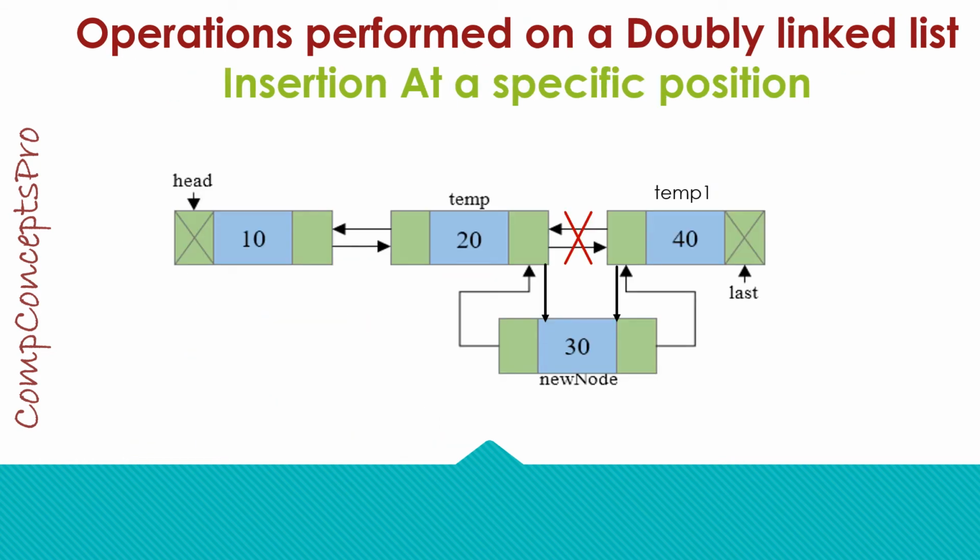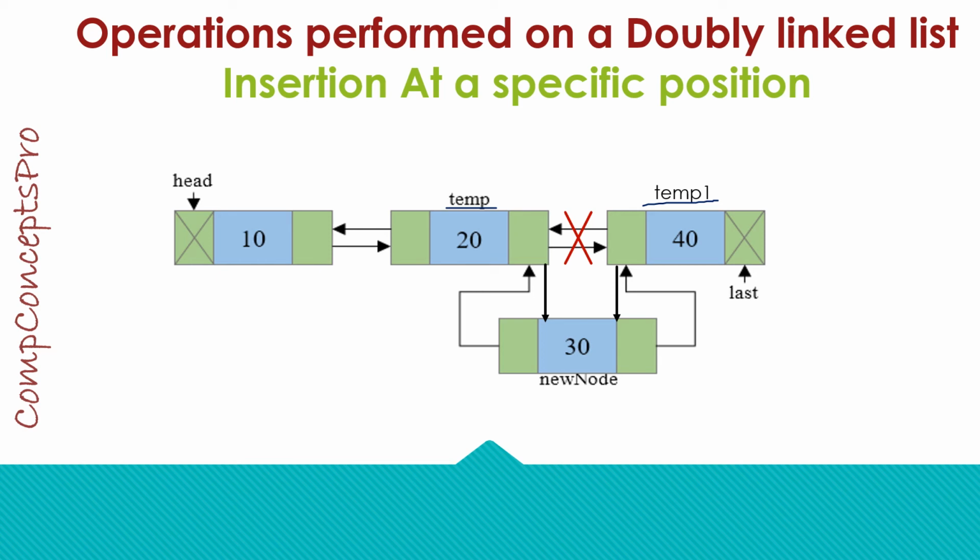Finally, insertion at a specific position. For this operation also, we have to traverse through the linked list and reach the position where we have to insert the new node. As per this example, we have to insert a new node at position 3. So we'll traverse the list up to position 3 and call the current node at position 3 temp1. And the node previous to that will be temp. So we have to insert a new node between temp and temp1.